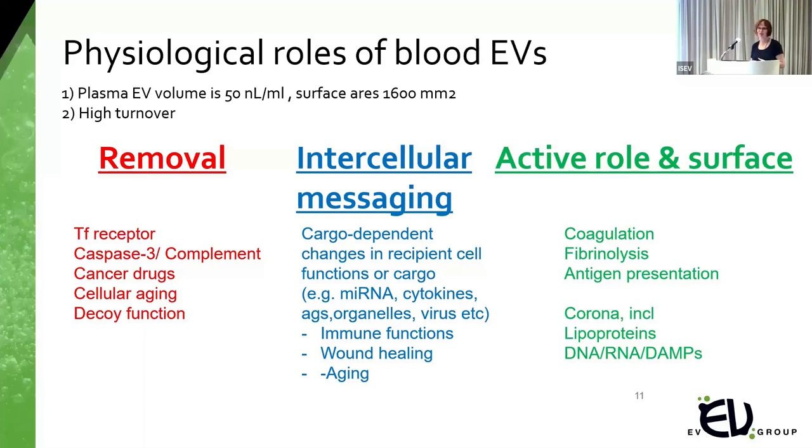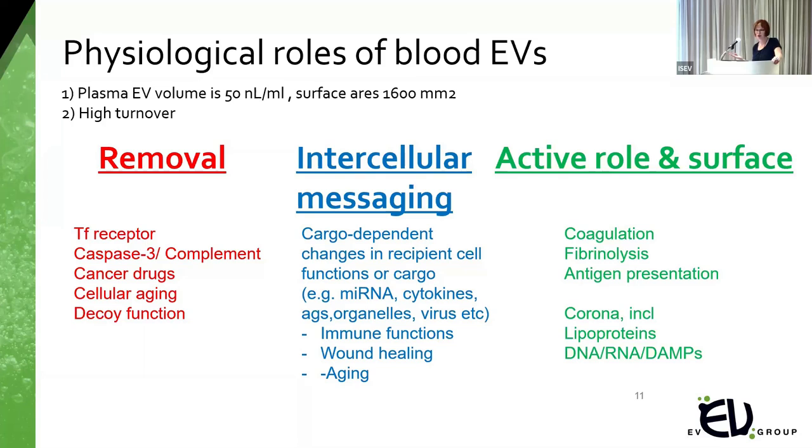So to give a small framework that you could start off with, I've chosen to divide the physiological roles of blood EVs thus: roles played by removal of material, roles where intercellular messaging is involved, and then an active role for the EVs, an active role for the surface.